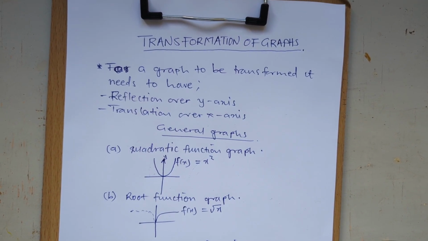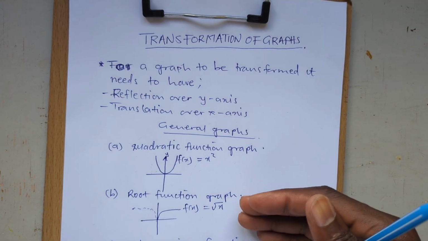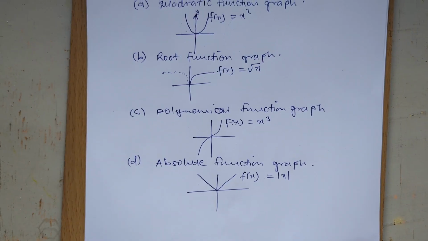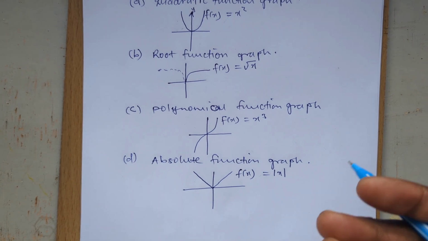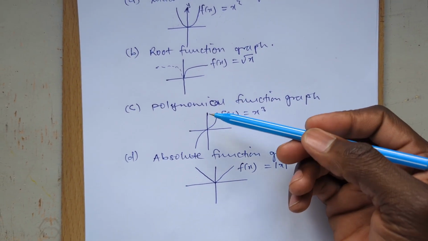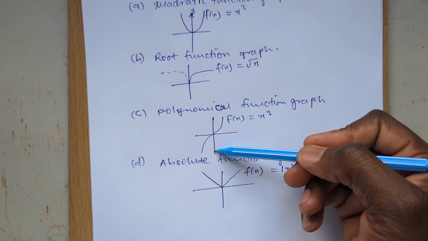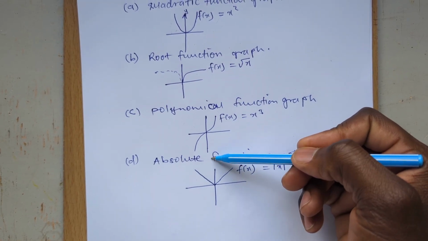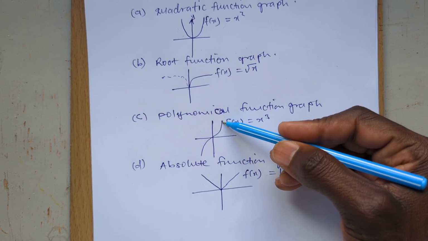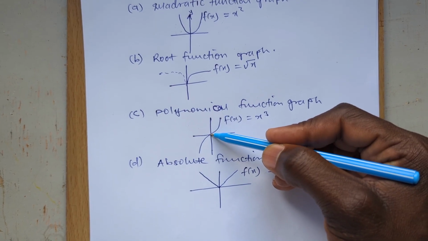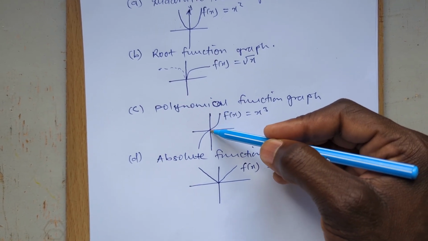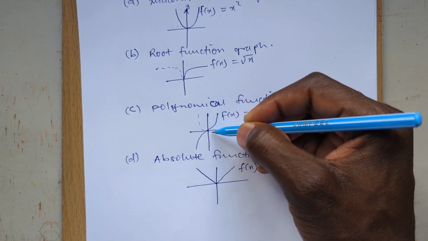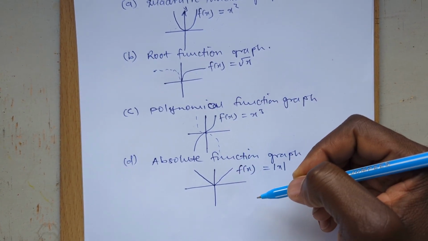Let's try to have two more graphs that also belong to the general graphs of functions that we're going to look at. Of course, we also have two more functions. We have a polynomial function and what we call an absolute function. For the polynomial function, it will be very difficult for you to translate this one, but it can be reflected. When it happens to get reflected, it will now face in that given direction.